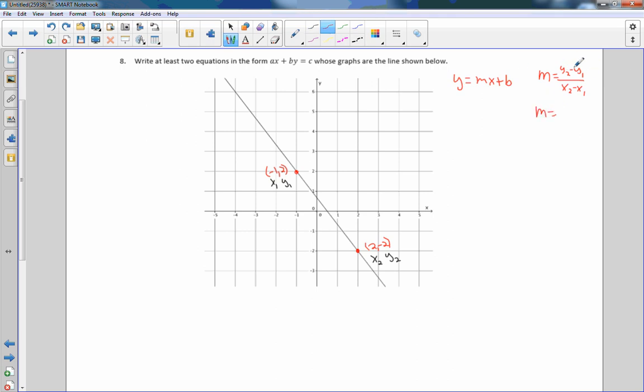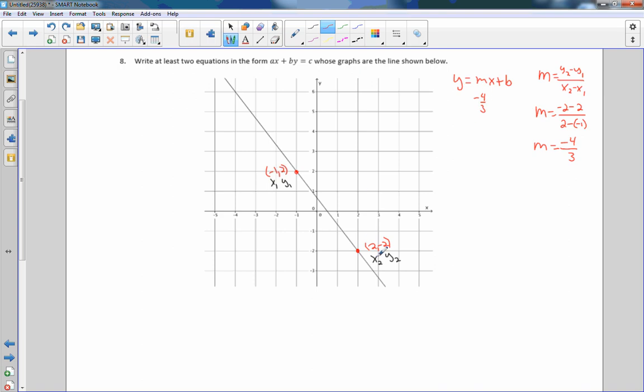So y2 minus y1 is y2, negative 2, minus y1, which is 2, over x2, which is 2, minus x1, which is negative 1. Okay, so be careful of that double minus. So my slope is going to be negative 2 minus 2, which is negative 4, and 2 plus 1 is 3. So my slope is negative 4/3.